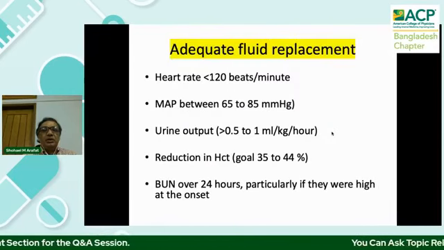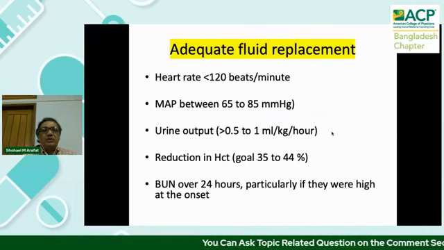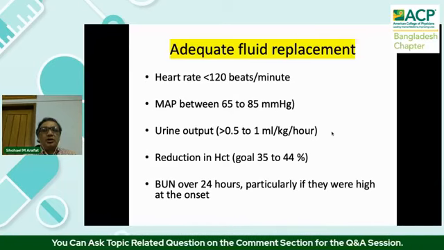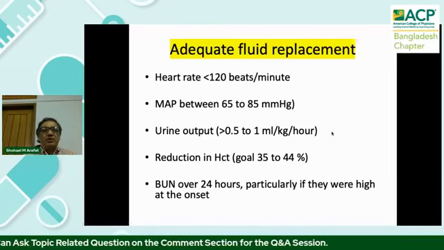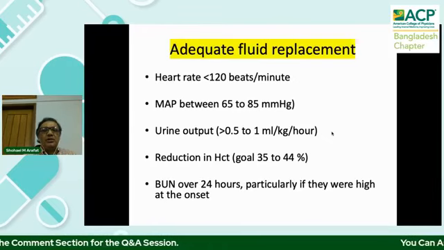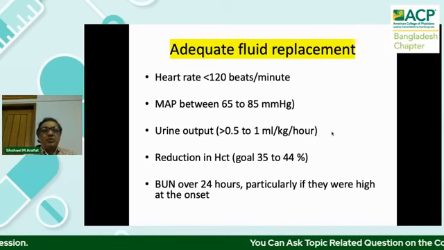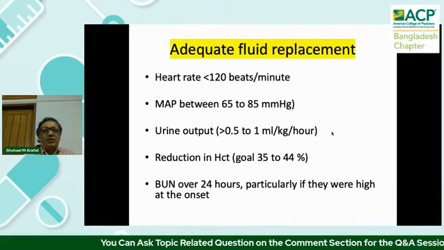And as I said, during our fluid replacement, we have to focus: are we giving enough fluid, or over or under correction? If the heart rate comes below 120, that is our target. So yes, the patient is getting appropriate replacement. Arterial pressure we might sometimes miss, but the mean arterial pressure should be 65 to 85, and if the patient is in ICU, you can measure arterial pressure.